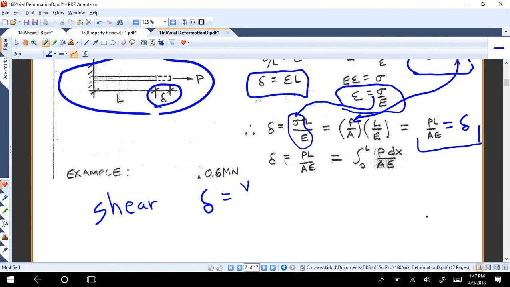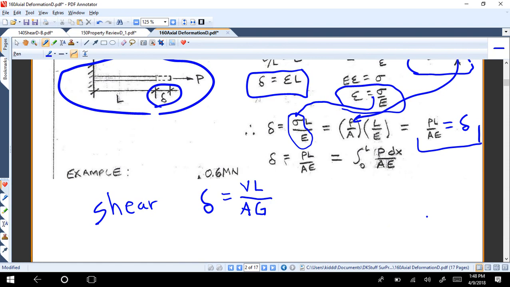You're still going to have a length that you're going to use? I think so. An area? I think so. How about E? What's E going to turn into? If we're doing shear, G, yeah. E's the modulus of elasticity, G's the shear modulus. So for shear, you can go delta is VL over AG if you want. Now, that's not a common formula. You're not going to find it in a formula sheet. It's not on the blue formula sheet you've got. It's not on the back of a book anywhere, but it's for shear deformation.